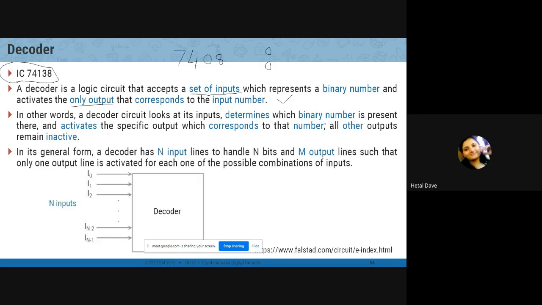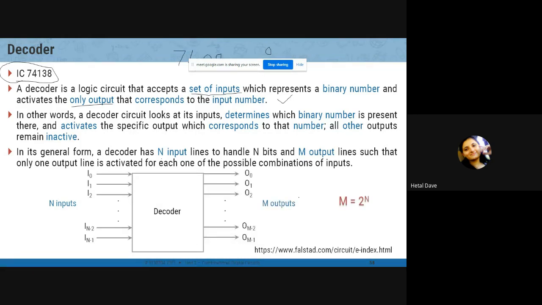If I draw the decoder block diagram, the decoder will have n number of inputs and m number of outputs, where m is equal to 2 raised to n. We have seen this in the animation. In this animation, two inputs were there, so at the output we had 4 outputs. So it is called a 2 cross 4 decoder. A decoder with 2 inputs and 4 outputs is named 2 cross 4.